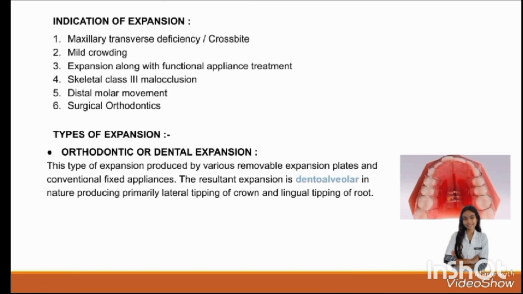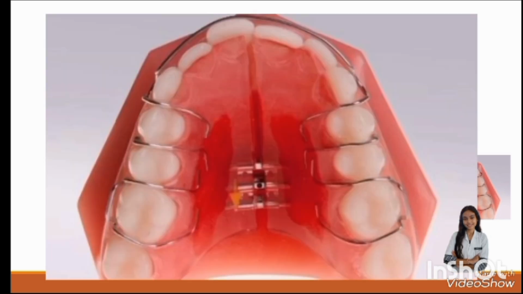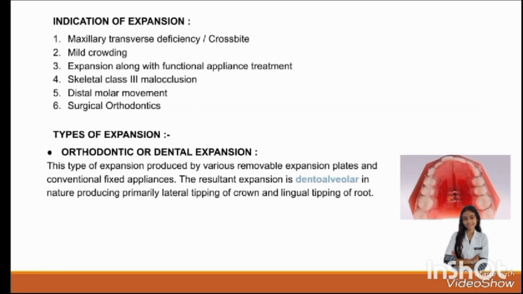Types of expansion: orthodontic or dental expansion. This type of expansion is produced by various removable expansion plates and conventional fixed appliances. The resultant expansion is dentoalveolar in nature, producing primarily lateral tipping of the crown and lingual tipping of the root.